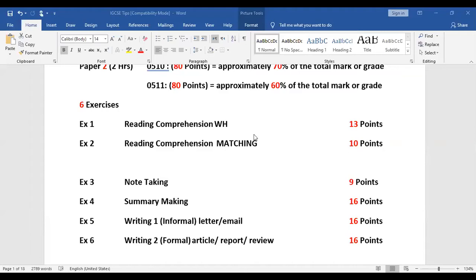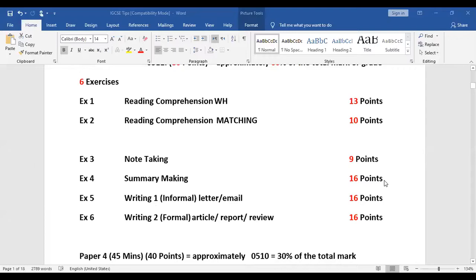Exercise one is out of 13, and exercise two is out of 10. Exercise three is out of 9. Exercise four, 16, five and six, 16 each as well. The total here would be 80 marks. This is the total mark for paper two.